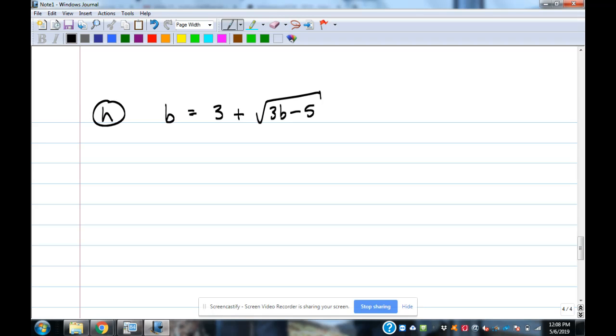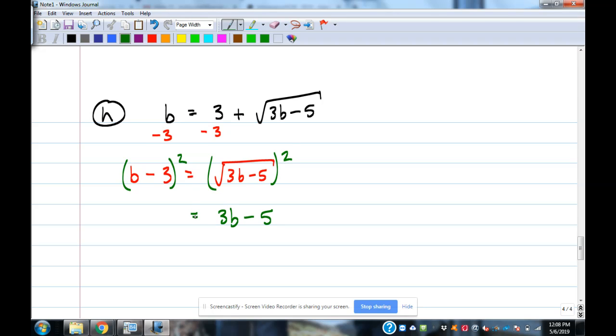Is the square root by itself? No. What's not under the square root on that side? The 3. So we need to move it. How do we move it? Subtract it. So minus 3. So that's going to be b minus 3, and then that's equal to the 3b minus 5 under the square root. Now our square root is by itself, and we can do what? Square both sides to get rid of that square root.